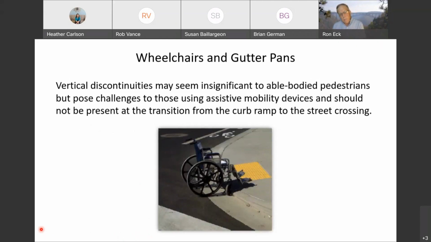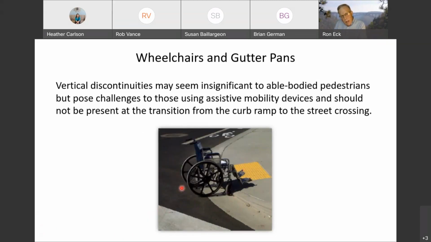I think I've mentioned this before. I'll probably mention it again, but to me it's very important, and that is the wheelchairs and the gutter pans. Small vertical discontinuities that may not seem like much to us able-bodied pedestrians can pose real challenges to those using wheelchairs and other assistive devices. So we don't want to have them at the transition from the ramp to the street crossing.